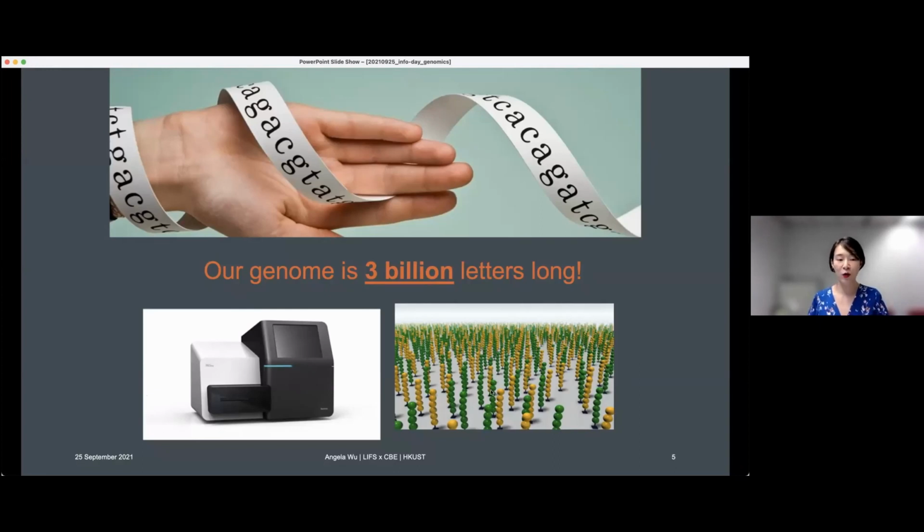So today, with this next generation sequencing technology, I can take a sample of your saliva, and I can extract your genome from your saliva because your saliva contains some cells from your mouth. And once I extract that DNA, I can sequence it on this machine within 1 day, and it will give me all the 3 billion letters of your genome.